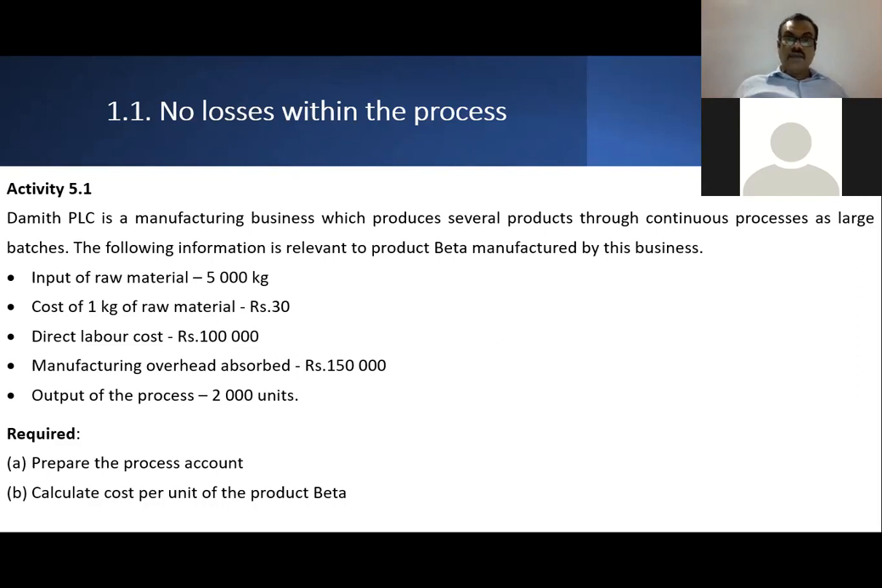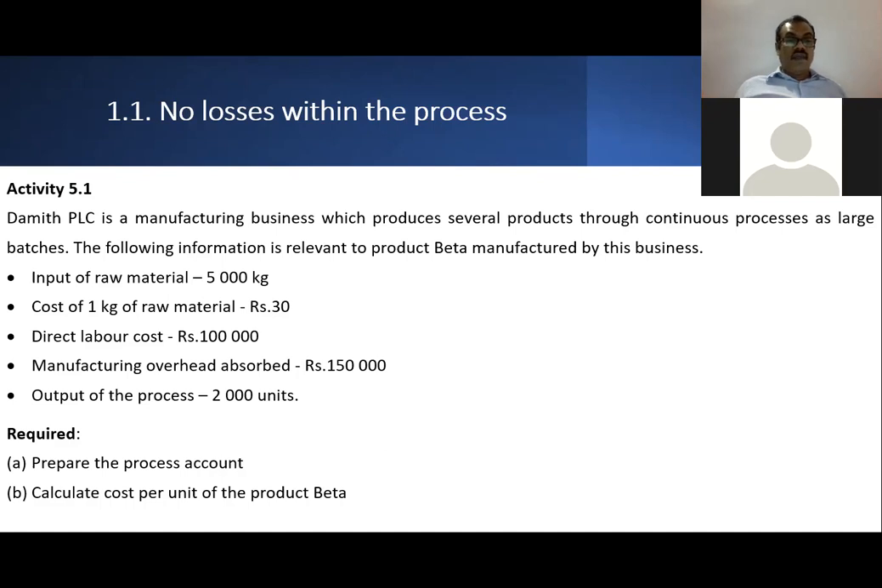So you introduced 5,000 kilograms, and the output is 2,000 units. Are there any losses? Sometimes it looks like, oh, we introduced 5,000, you end up with 2,000 units, so there is a loss of 3,000 kilograms. No, it's not. Unless the question tells you that there are losses, we can't assume that there are losses. So what does it mean? When you introduce 5,000 kilograms and end up with 2,000 units, 1 unit of production consumes 2.5 kilograms of this raw material. In other words, in order to manufacture 1 unit of this particular product, 2.5 kilograms of raw materials are required.